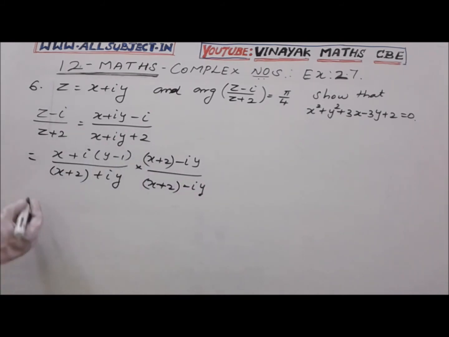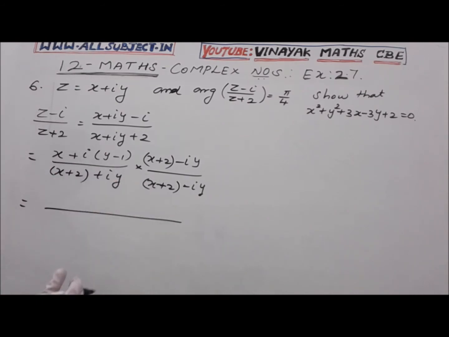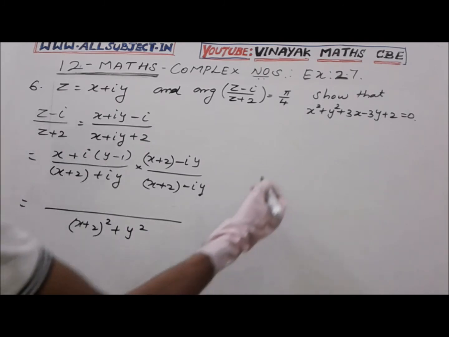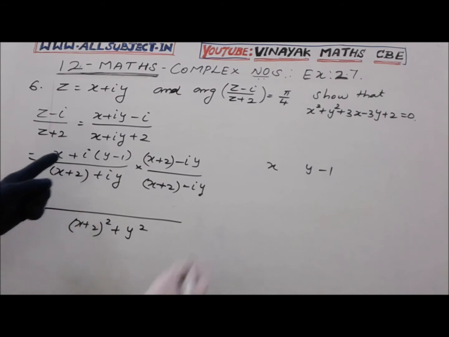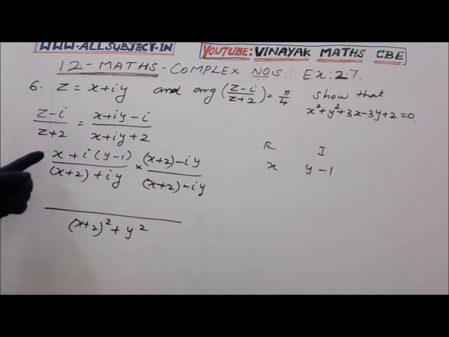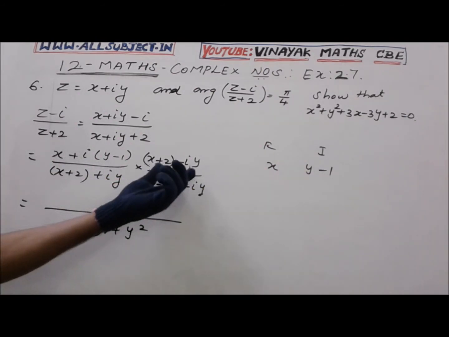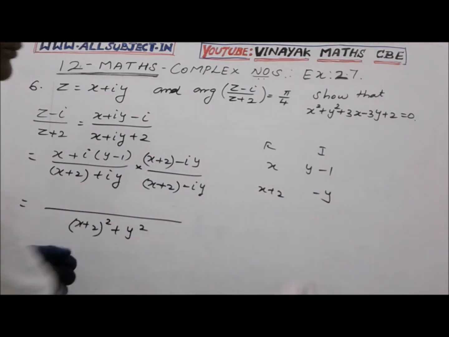Now multiply it. When we multiply, the denominators are conjugates of each other, so that is (x plus 2) whole square plus y square. And then multiplying the numerator, the real part is x, and the imaginary part is y minus 1. This is the real part, here we have the imaginary part. The real and imaginary parts of the first one are x and y minus 1, and then the real and imaginary parts of the second one are x plus 2 and minus y.